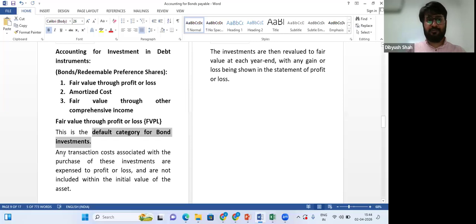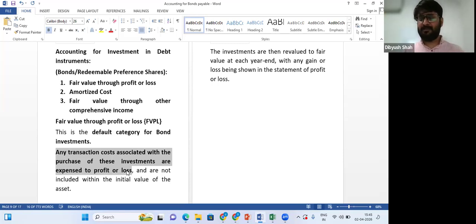Now, what is the rule? First of all, accounting rule says any transaction cost associated with the purchase of these investments are expensed to SOPL, profit and loss account. So if you have paid any brokerage or any other charges practically to purchase these securities, you cannot capitalize it and take it to balance sheet. No, you will have to immediately expense it in the profit and loss account. They will not be included in the initial value of the asset, means they will not be capitalized.